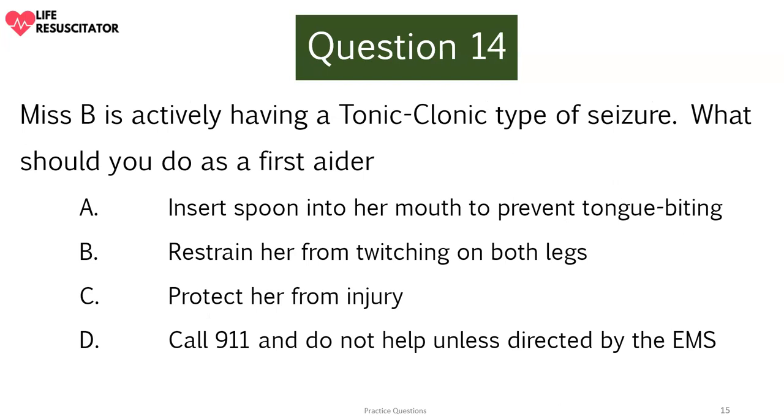Miss B is actively having a tonic-clonic type of seizure. What should you do as a first aider? Miss B is the patient, and this patient is actively in seizure of type tonic-clonic. So what should you do as a first aider? A. Insert spoon into her mouth to prevent tongue biting. B. Restrain her from twitching on both legs. C. Protect her from injury. D. Call 911 and do not help unless directed by the EMS.